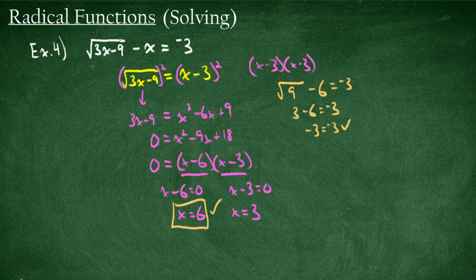Let's plug in 3. If I have the square root of 3 times 3, which is 9, and 9 minus 9 is 0, minus 3, which x is 3, is equal to negative 3. Well, the square root of 0 is 0. And so that's 0 minus 3 is equal to negative 3. And of course, negative 3 is equal to negative 3. So this checks out as well. I'm a little bit surprised.